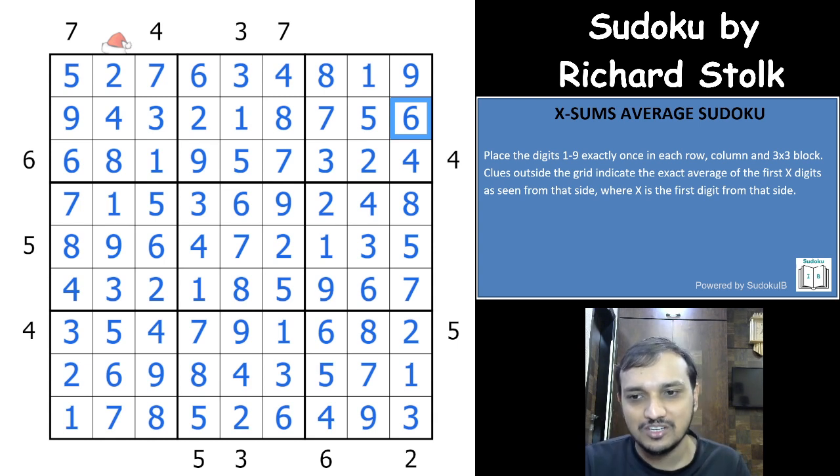Thanks a lot, Richard, for such a wonderful Sudoku. Highly enjoyed this Sudoku a lot. I was unable to appreciate it while solving because I was totally into this Sudoku, trying to solve it, figure out what is the logic available, what are the logics that can be seen, and these are amazing. Thanks a lot, Richard, for such a wonderful Sudoku. I enjoyed a lot, and I hope you all enjoyed this Sudoku variant.